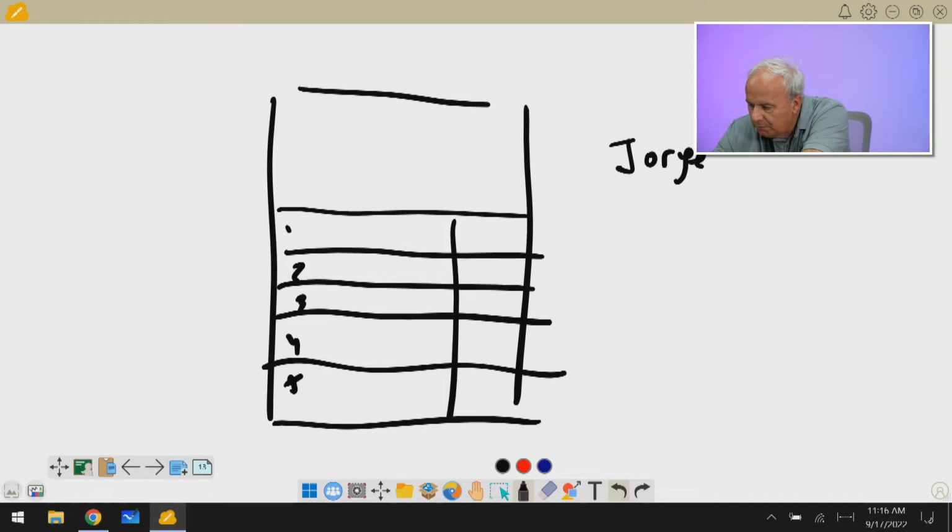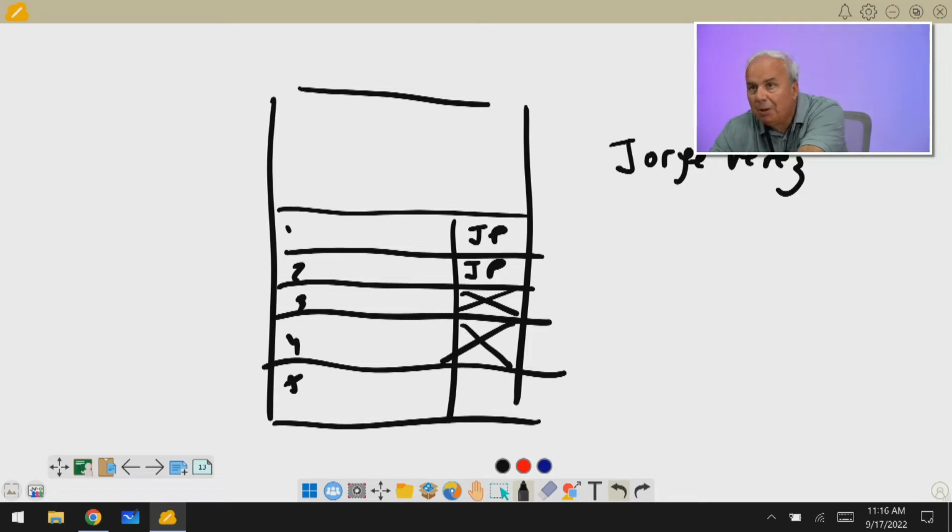So if it is Jorge Perez, then the expectation is that for item number 1, the defendant puts JP there. For item number 2, JP. You will see that some forms will have X's like that, placed by the attorney. And when you have an X there, it means you don't have to read anything that is under number 3 because there is no need to put an initial. So you only read whatever is under the numbers that don't have an X in the initials boxes.